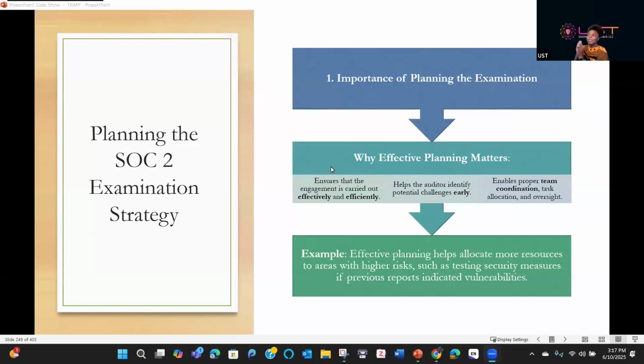Okay, hi everyone. Let's continue with planning the SOC 2 examination strategy. What does it mean? First, the importance of planning the examination. Why does effective planning matter? Because it ensures the engagement is carried out effectively and efficiently, helps the auditor identify potential challenges earlier, and also enables proper team coordination, task allocation, as well as oversight. For example, efficient planning helps allocate more resources to areas with higher risks, such as testing security measures if previous reports indicated vulnerabilities, right?